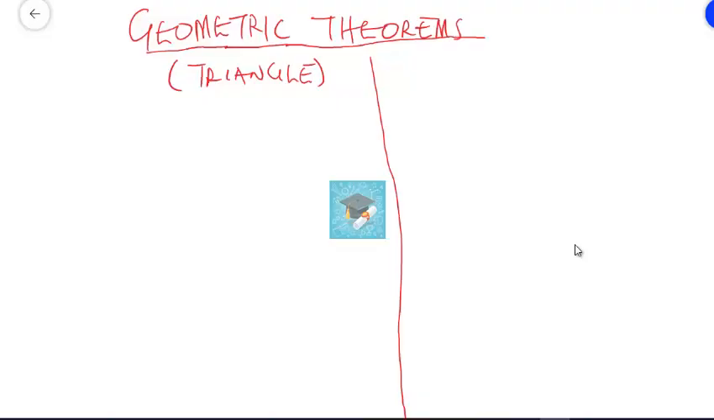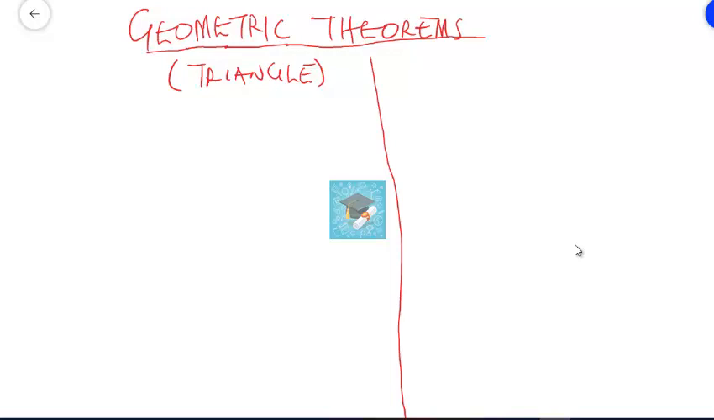Welcome to this lesson, and this will be another lesson on geometric theorems. So we're going to look at geometric theorems, which is a technical aspect of mathematics for O level that has to do with some mathematical provings in regards of geometrical shapes.